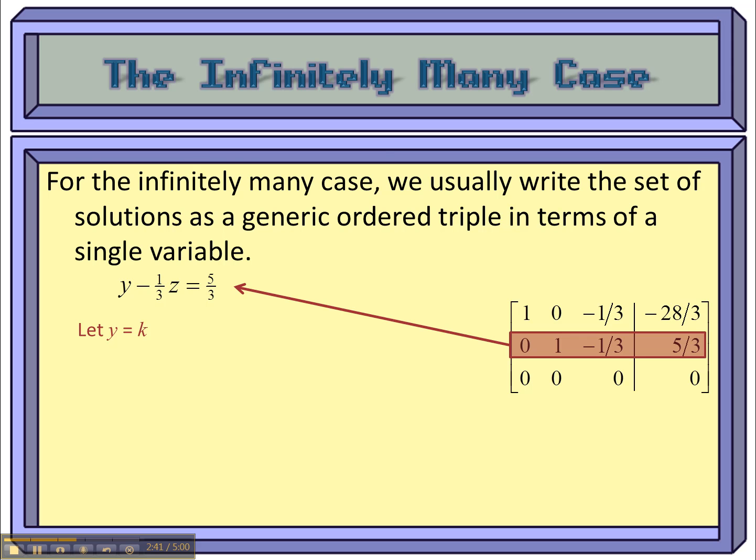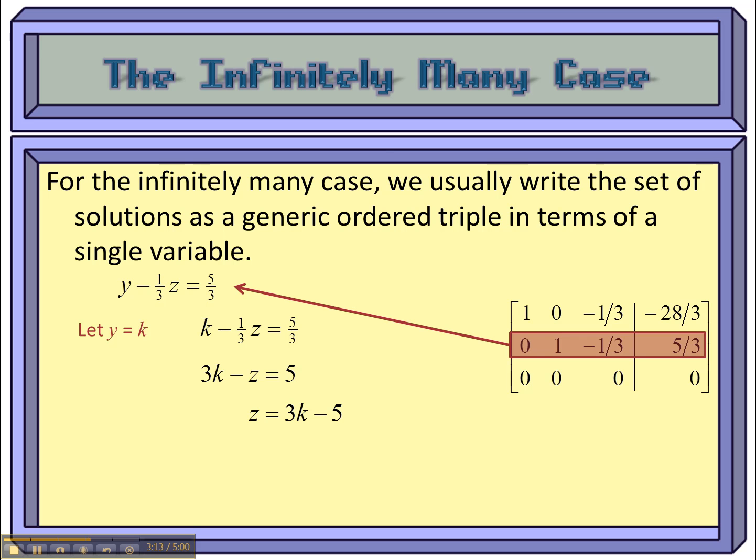Now substitute that in there, and now we're going to solve this for z. To make it a little simpler, I want to get rid of all the fractions by multiplying everything by the least common denominator, which is going to be 3. So I'm going to get 3k minus z equals 5. And now solve that for z by just adding the z to the right and subtracting the 5. Now I've got z in terms of k, and I have y in terms of k. So the last thing that I've got to do is get x in terms of k, and that'll be from the top equation.